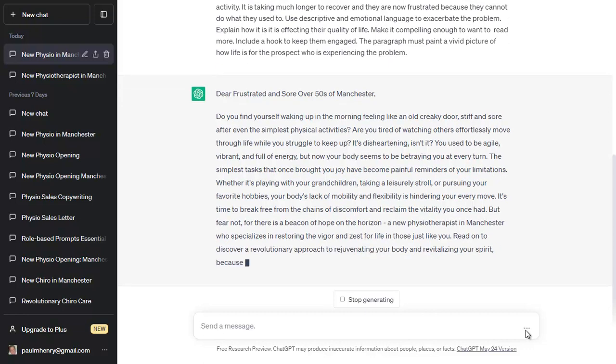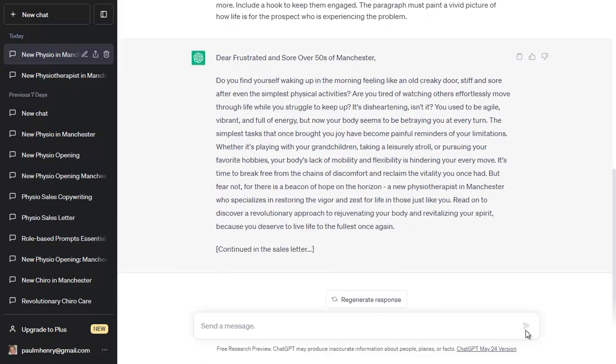"Do you find yourself waking up in the morning feeling like an old creaky door, stiff and sore even after the simplest physical activities? Are you tired of watching others effortlessly move through life while you struggle to keep up? You used to be agile and energetic, but now your body seems to be betraying you at every turn." You're talking about limitations, the inability to play with grandchildren, taking a leisurely stroll, etc. You see, it's much better. It's not the end product clearly, but it is considerably better than what we had to start with.